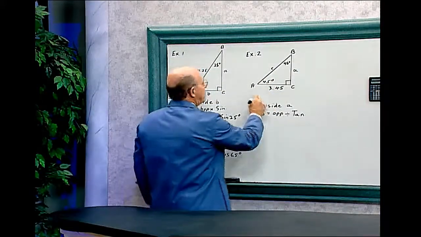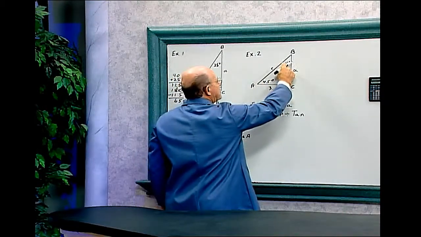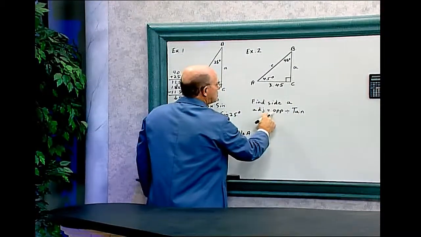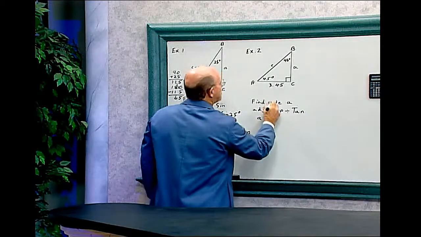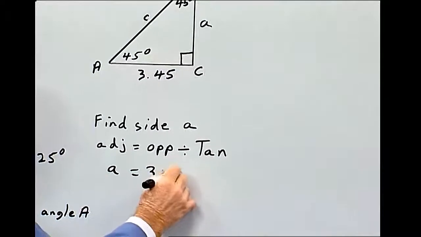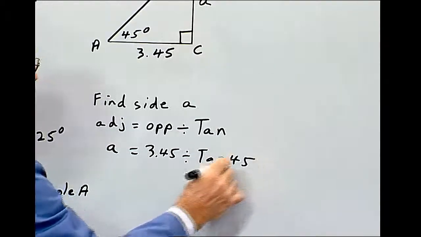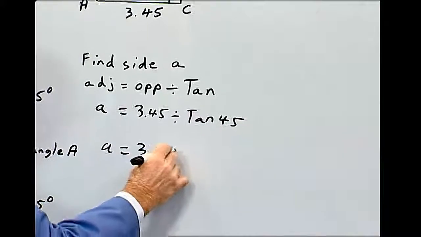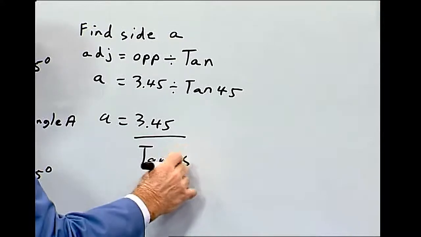And the formula to find this is now here. We're finding this unknown side of this 45 degrees. Find side A, and that's adjacent. Adjacent equals opposite divided by tangent. So we're going to put A equals the opposite, and this is 3.45 divided by tangent of 45. So it will be A equals 3.45 divided by tangent of 45.